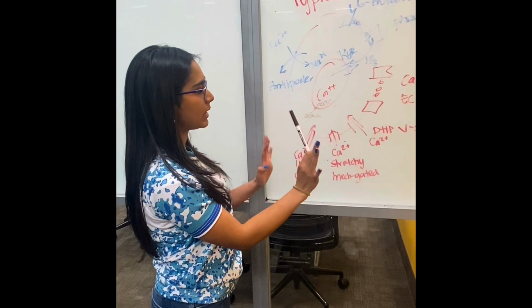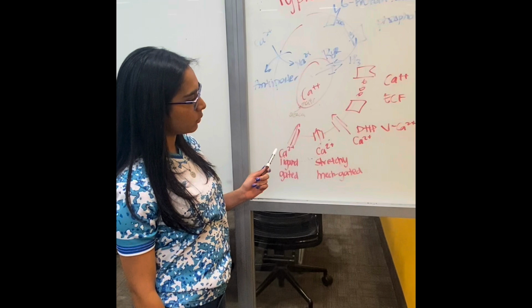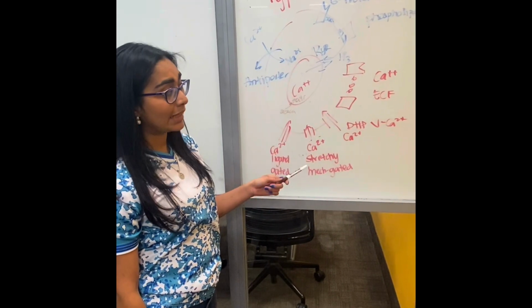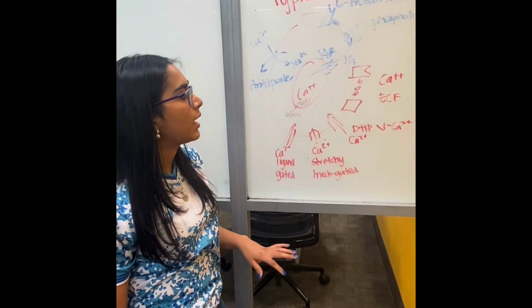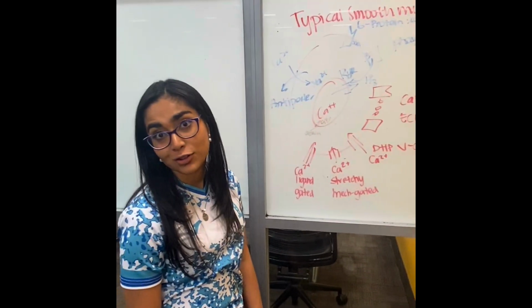Sometimes we need to bring things against their gradient. We have calcium ligand gated channels. We have calcium channels that are also stretchy or mechanically gated. We have DHP, that's very important in order to get calcium inside of the cell. And those are some of the channels that are important for our smooth muscle cells.